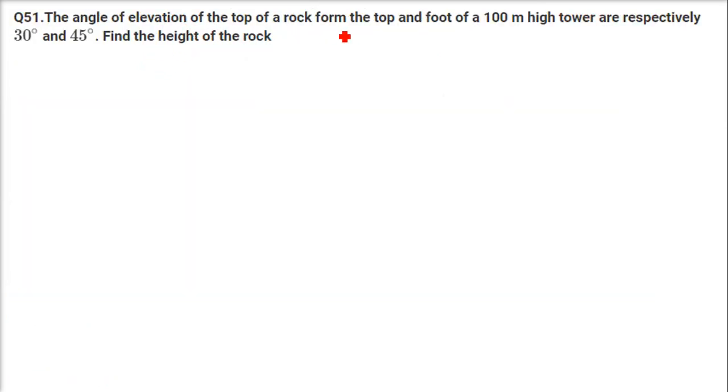The angle of elevation of the top of a rock from the top and foot of a 100-meter high tower are respectively 30 degree and 45 degree. Find the height of the rock.